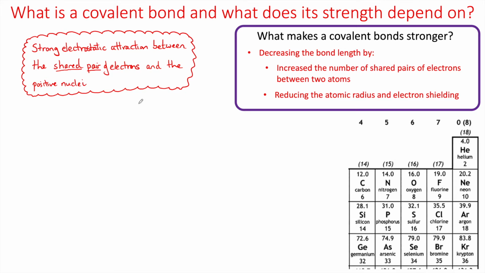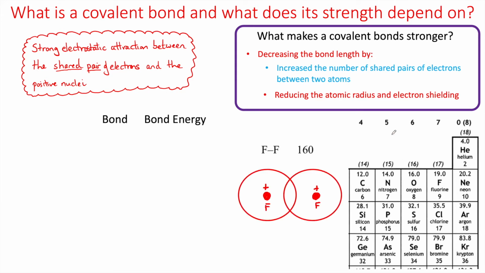So let me take each of those at a time. Let's first look at the first one, which is increasing the number of shared pairs of electrons between the atoms. If we take fluorine, we can look at fluorine and oxygen and nitrogen and compare them. Here we've got the bond, and here we've got the bond energy. And you can see that fluorine is in group 7. It only needs to share one electron to gain a full outer shell. So there's our shared pair of electrons. That will attract the nuclei, but not that much because there's only one shared pair of electrons. So that's got quite a long bond length, and so it's quite weak.